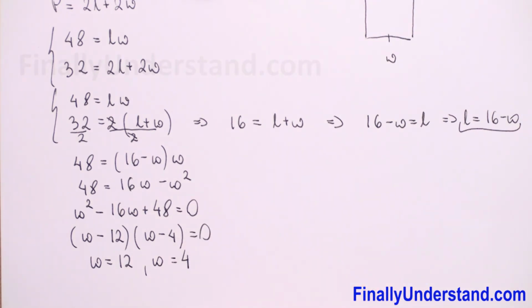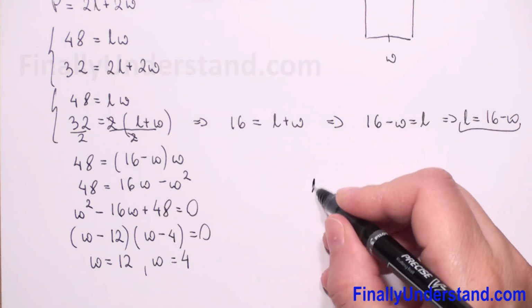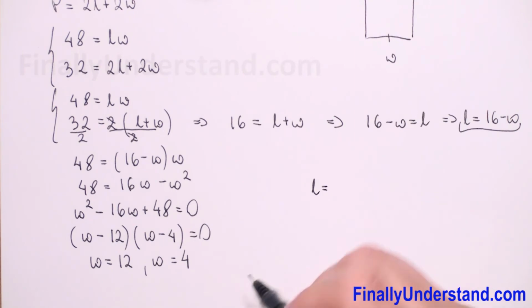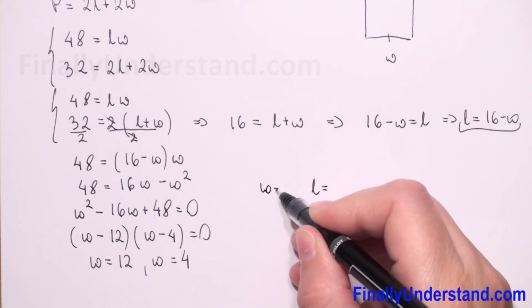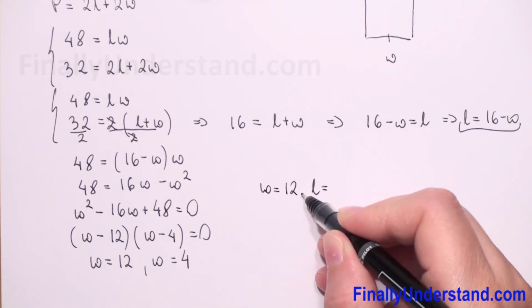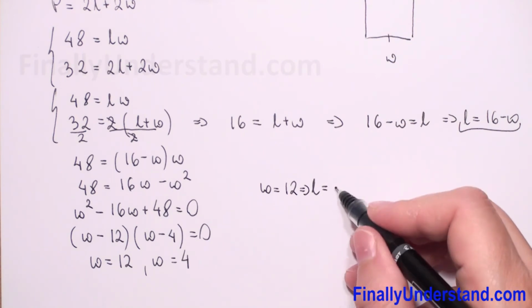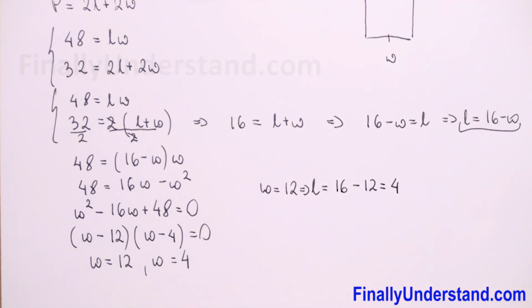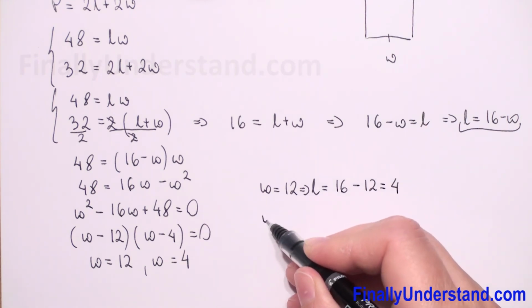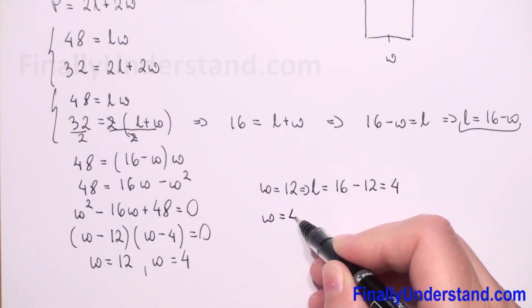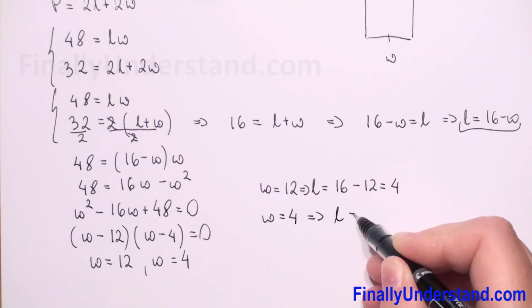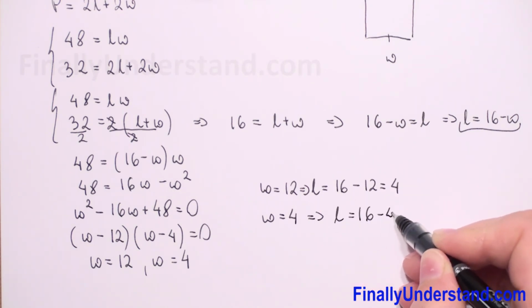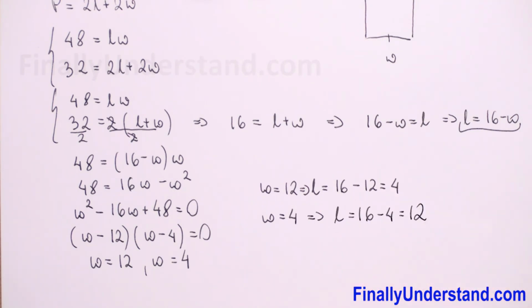We got two solutions. So now we have to come back to our L. For W equals 12, we will have that L is equal 16 minus 12, so this is 4. And for W equals 4, we will have L is equal 16 minus 4, so this is equal 12.